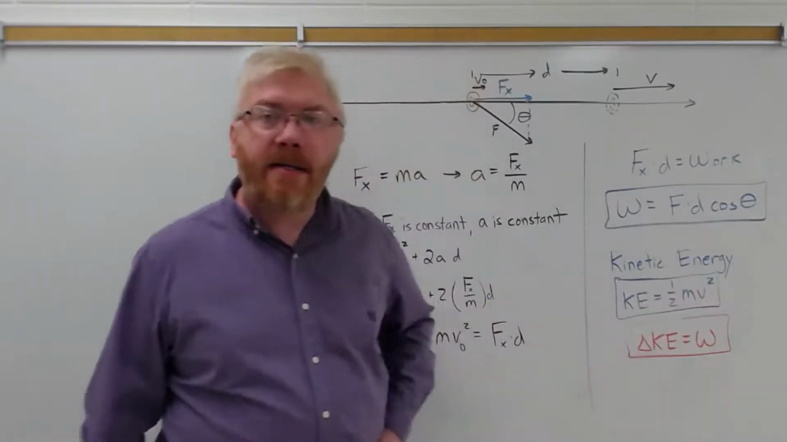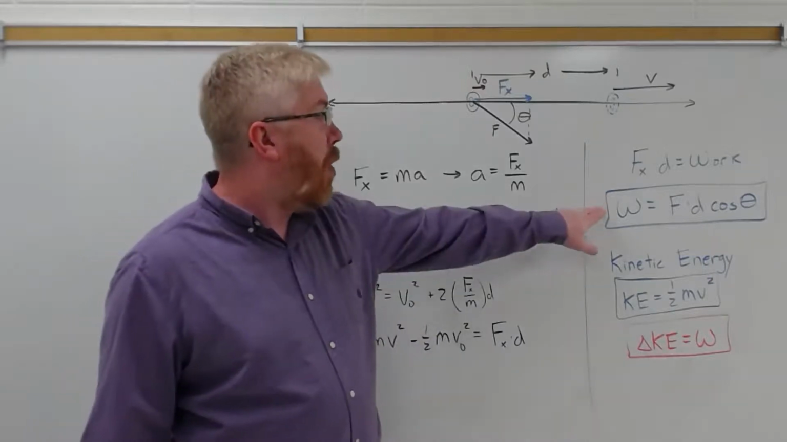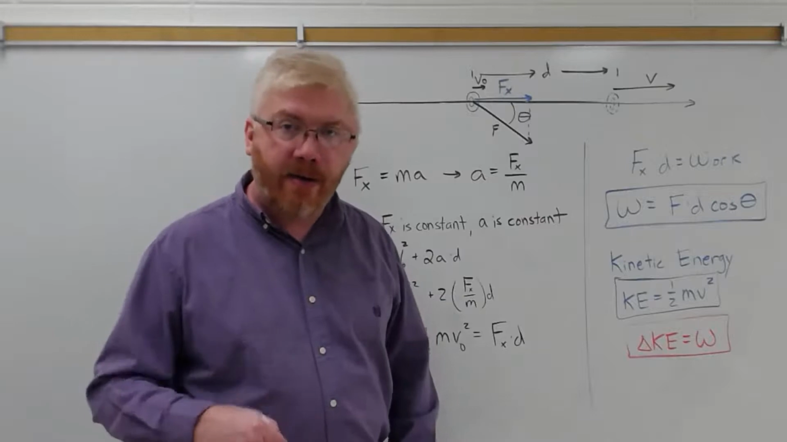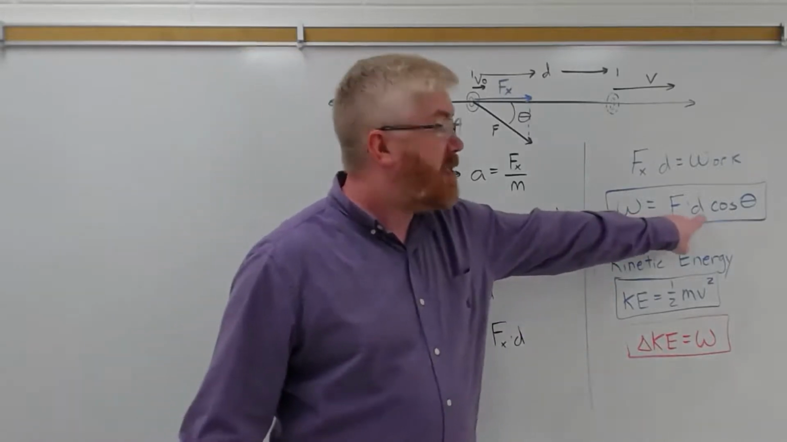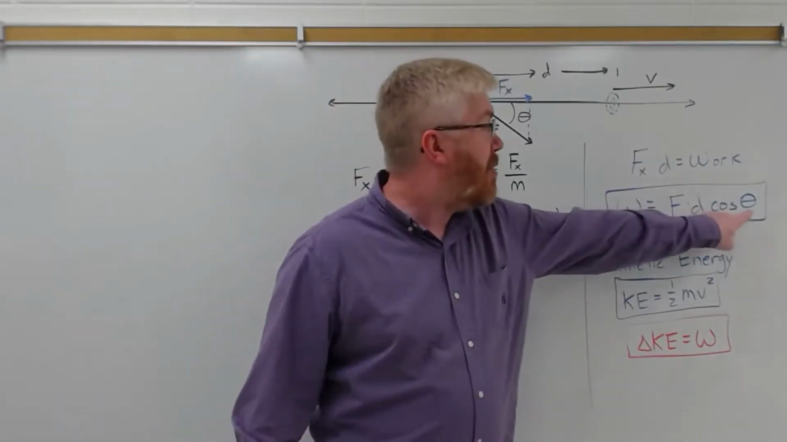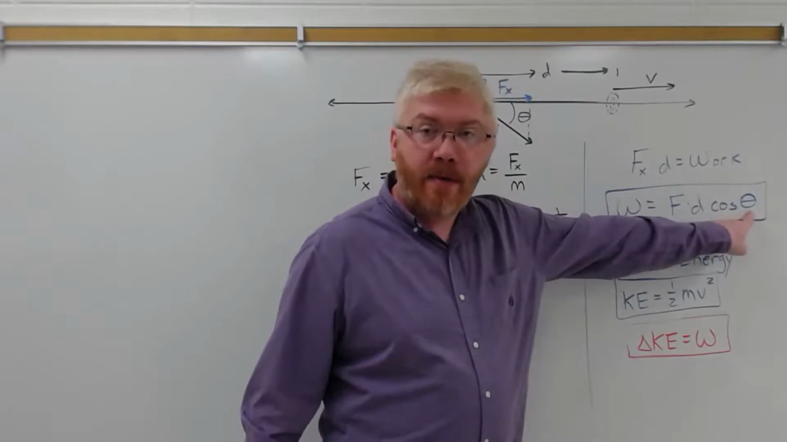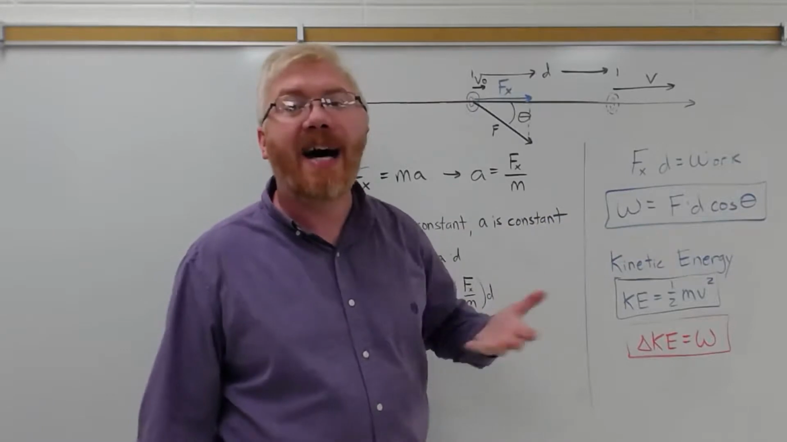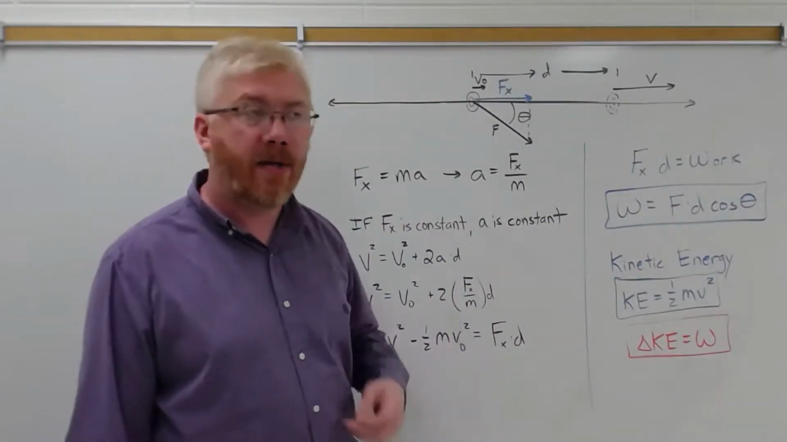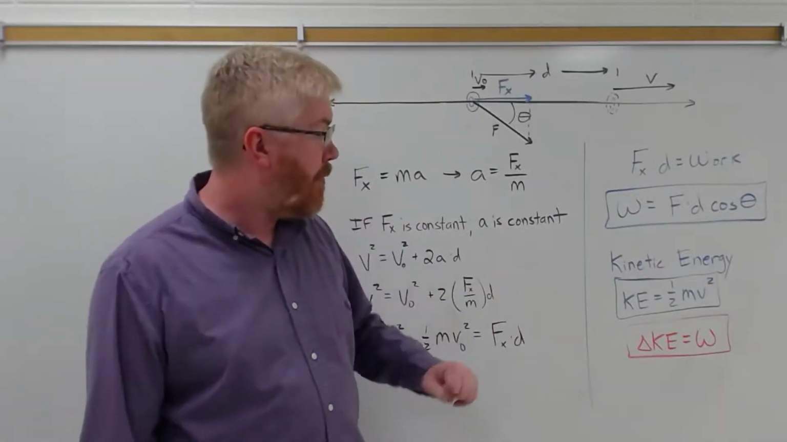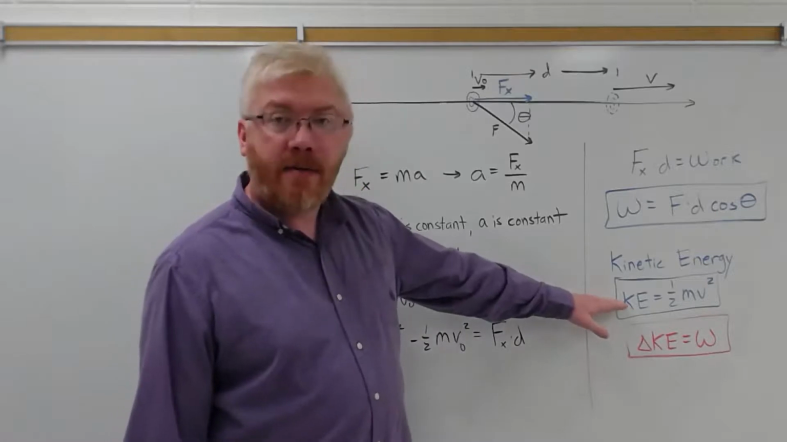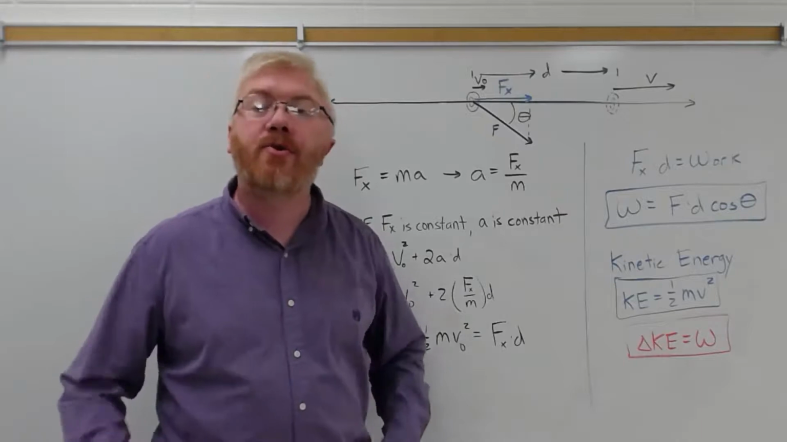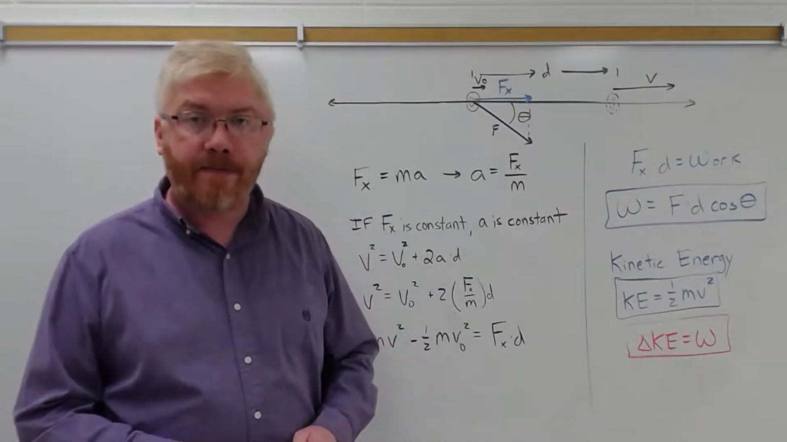The speed is squared, but note that both work and kinetic energy are scalars, not vectors. This force is a vector, this displacement is a vector, but you're multiplying by the cosine of the angle between them. Your result is a scalar, also known as a dot product for those of you who've had calculus and worked with vectors before. Kinetic energy is a scalar. Kinetic energy has no direction associated with it.